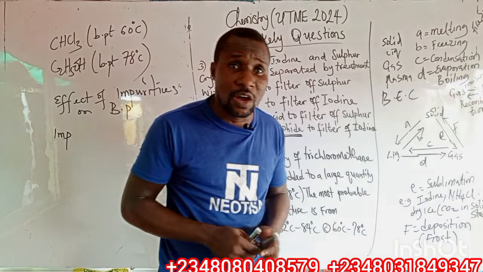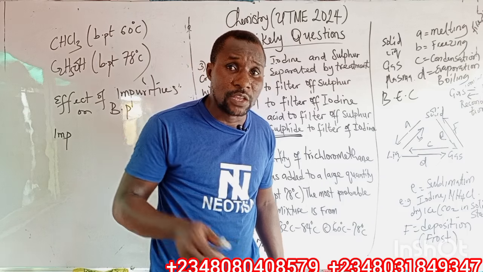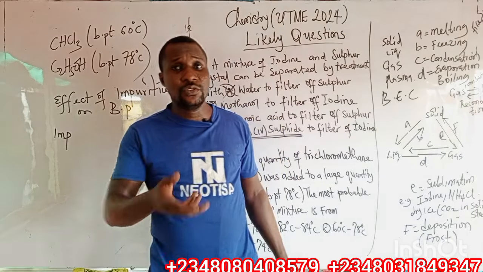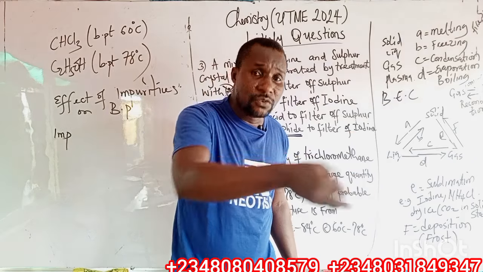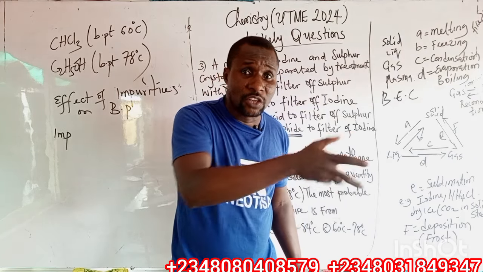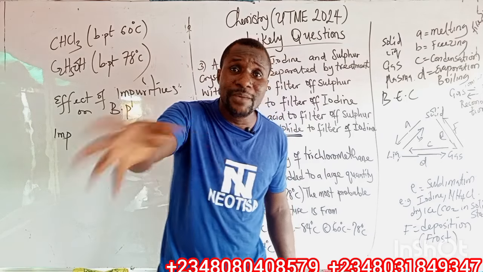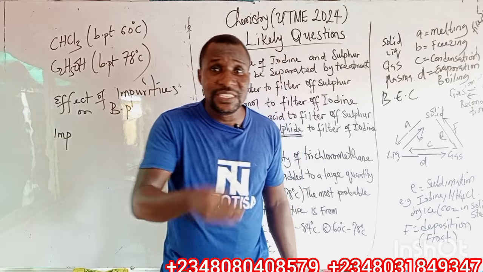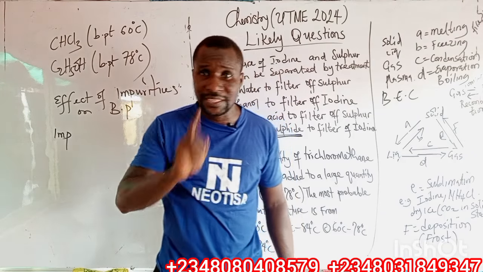Impurities decrease what? Melting point. That is why during snow, when salt is sprinkled on an icy road, ice on the road that has snow, when you sprinkle salt, what happens to the snow? It will melt in time. Impurity increases what? Boiling point. Take note of that.